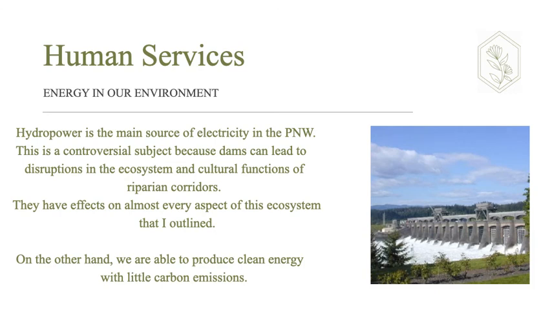So then one of the main things that riparian corridors provide to us is hydropower. Hydropower is our main source of electricity in the Pacific Northwest. And I know this is a very controversial subject right now because dams can lead to disruptions in the ecosystem and the functions of those riparian corridors. So they disrupt fish migrations and really flood out the areas above them.